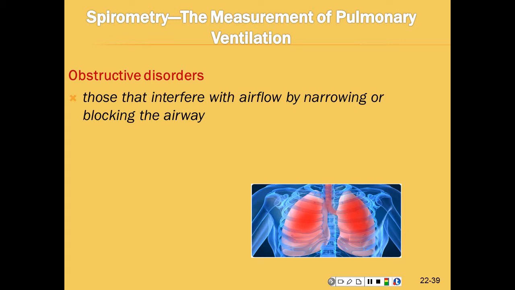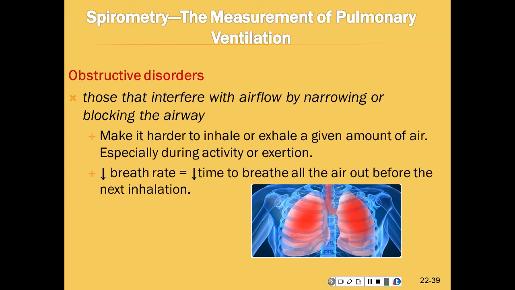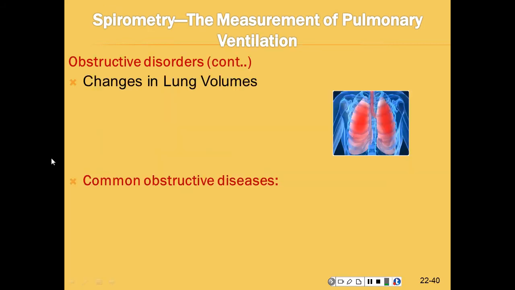One is dealing with a blockage, the other is dealing with compliance, not expanding. So basically these are expanding, but something is blocking the air from getting to the area. So it makes it harder to inhale or exhale a given amount of air, especially during activity or exertion. When you have a decrease in breath rate, it causes a decrease in time to breathe all the air out before the next inhalation. So that's people with asthma.